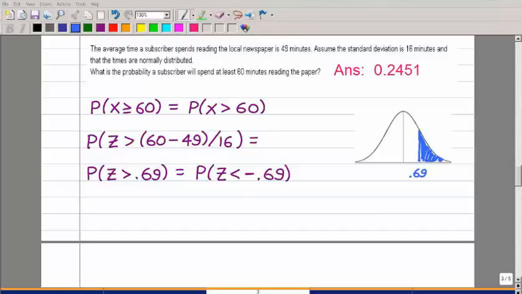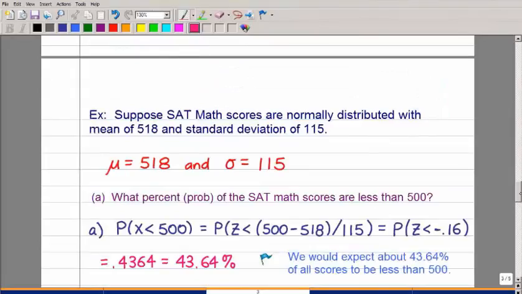There it is, 2451. Yeah, so the shading little graph there, that's optional. But I certainly don't think it's a bad thing to do. So we're going to say 0.2451, which I had already indicated up there as the answer. There we go. Okay, let's see what we have here.